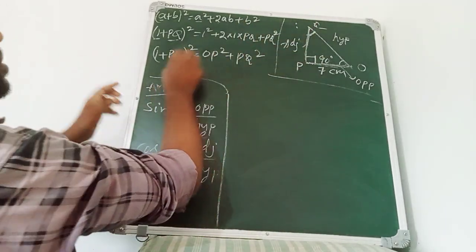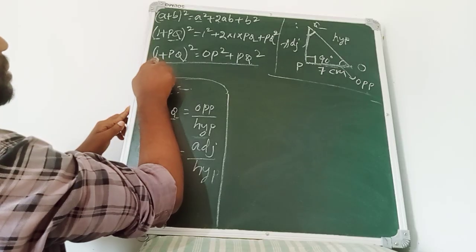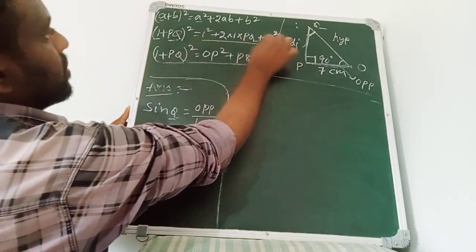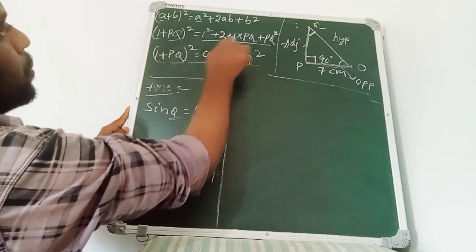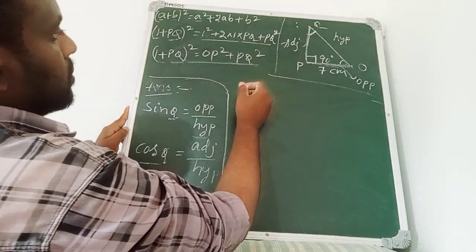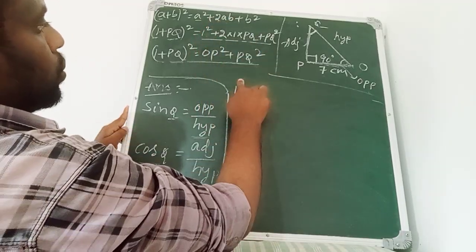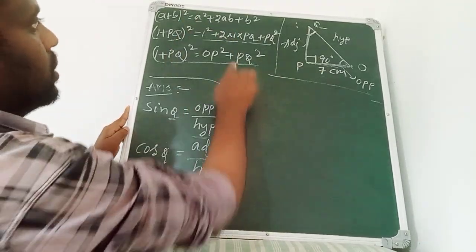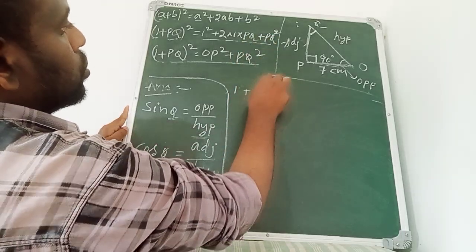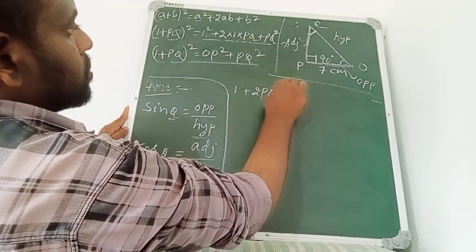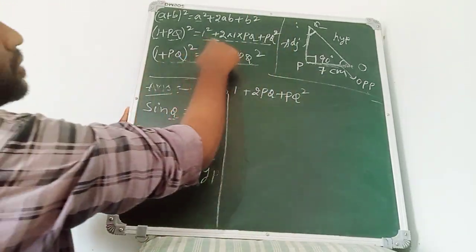Okay. Now consider this equation. In place of (1 + PQ)², I will write this, because (1 + PQ)² is equal to this. So 1 square plus 2 into 1 into PQ plus PQ square. 1 square means 1 into 1 is equal to 1. So 2 into 1, 2 ones are 2, 2 PQ, plus PQ square. So in place of this, I have written this.